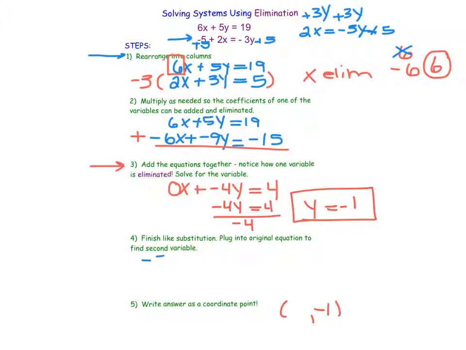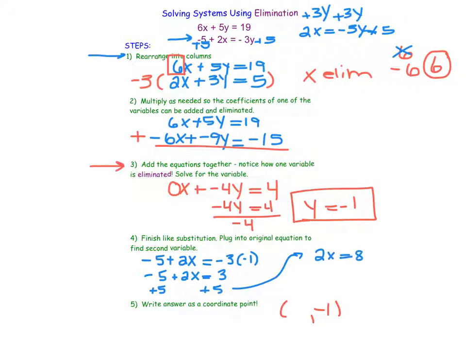So I have negative 5 plus 2x is equal to negative 3 times a negative 1. So I really have negative 5 plus 2x is equal to negative 3 times negative 1, which is 3. I then add the 5 to each side to start getting the x alone. So I have 2x is equal to 8. Divide both sides by 2, and x is equal to 4.